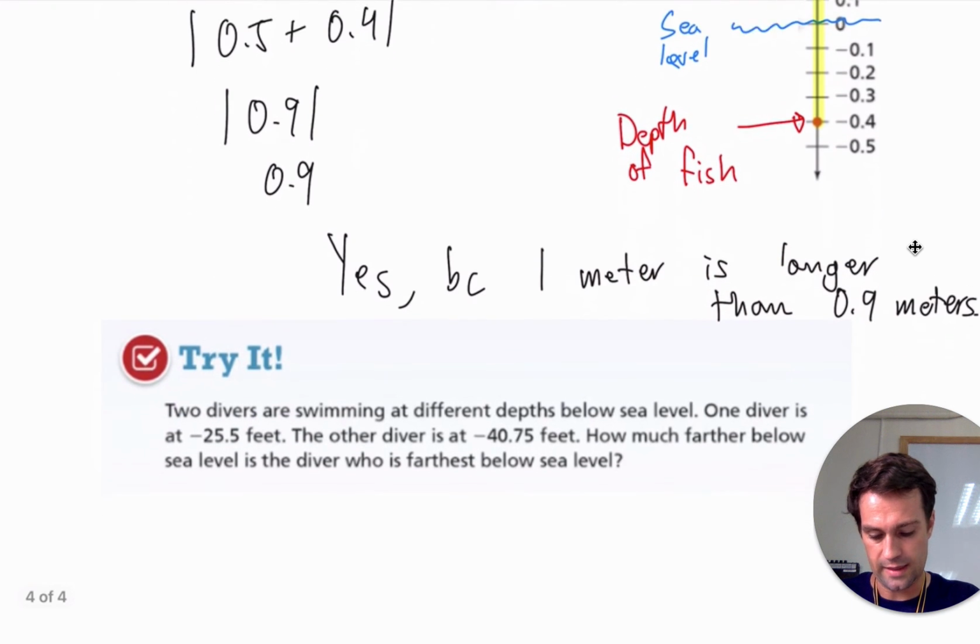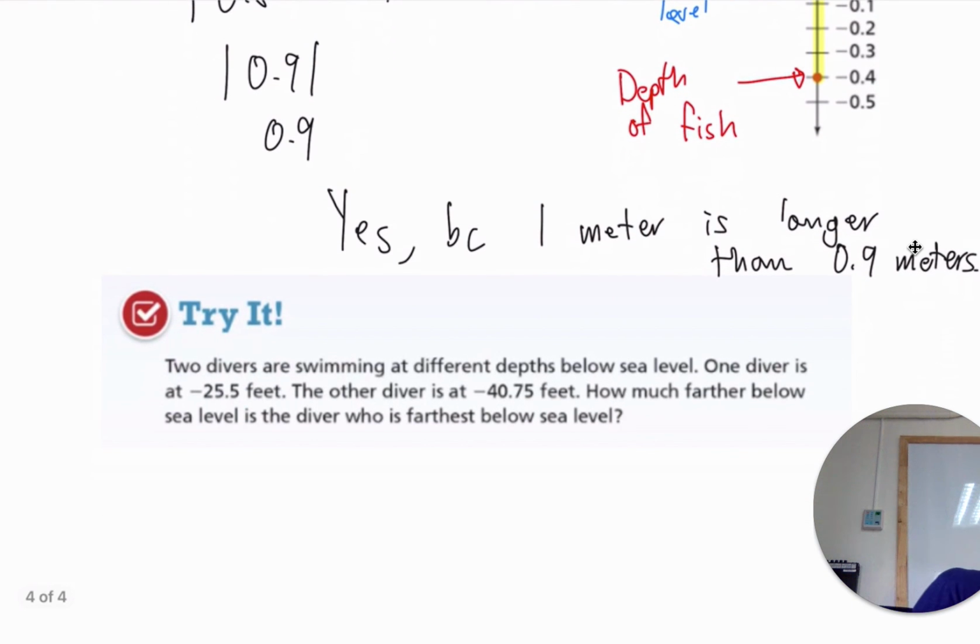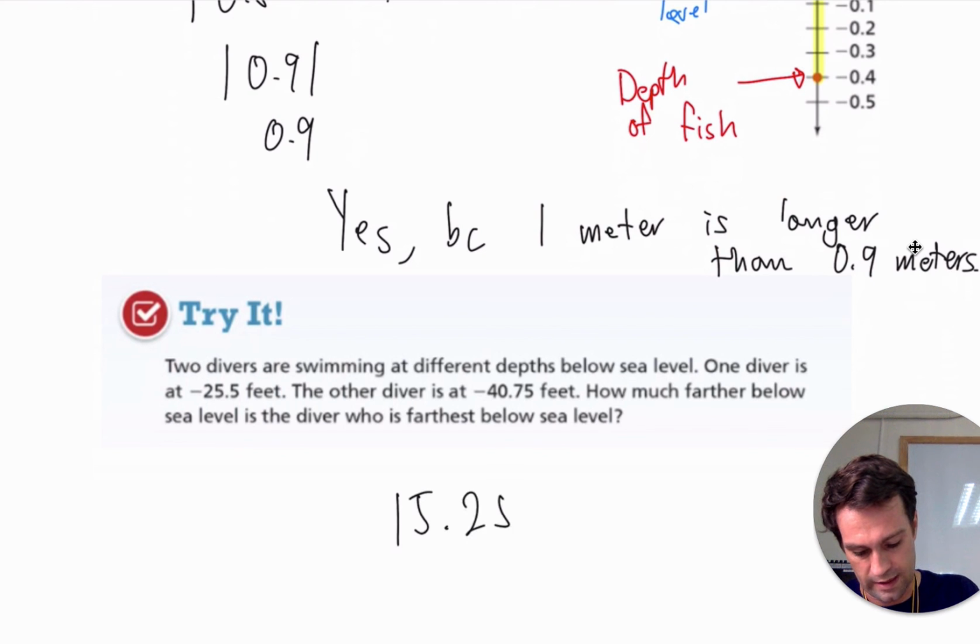All right, this last one, go ahead and try on your own. The answer should be 15.25 feet.